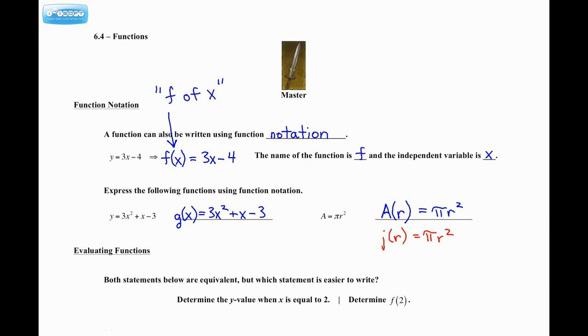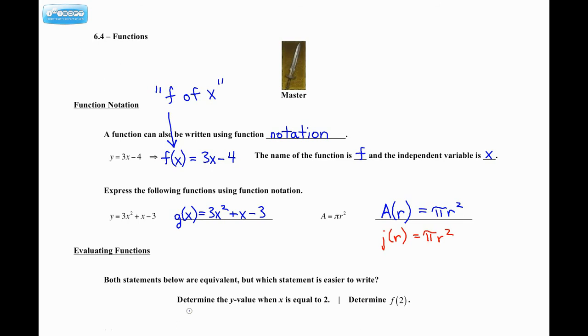All right, let's talk about what it means to evaluate a function. Well, first of all, I'm just going to explain what the notation means. I have two statements below. It says both statements below are equivalent, but which statement is easier to write?